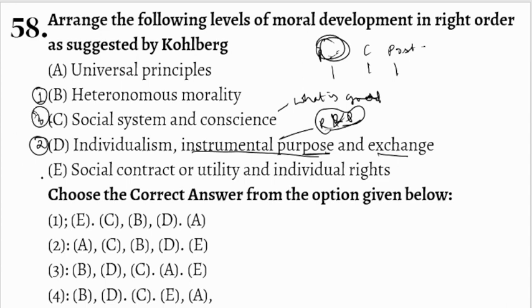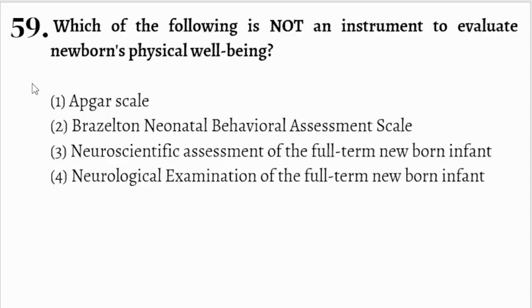After that, social contract, utility, individual rights. We would learn to know about all the constitutional rights, human rights, right to privacy, right to live, whatever. We would focus on these aspects. And then we have universal principle. At last we will look at morality as a whole, as for everyone. So B, D, C, E. So fourth is going to be our correct answer. Many of you answered correctly. Very well done, everyone. Moving ahead to question number 59.